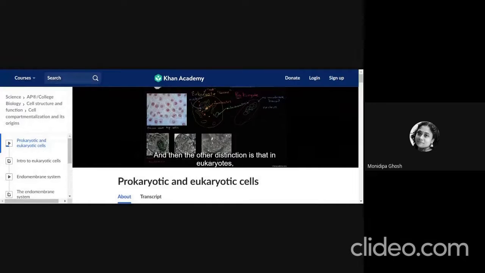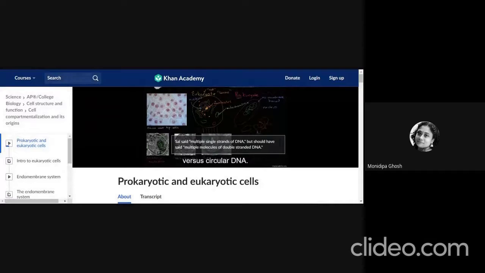And then the other distinction is that in eukaryotes, the DNA tends to be in multiple strands. So the DNA, if you were to straighten it out, would be in multiple strands, while in a prokaryote, the DNA tends to be circular. It can be all flipped around, but at the end of the day, it would be circular DNA. So those are the three core distinctions: nuclear membrane, other membrane-bound organelles like mitochondria and the Golgi apparatus, and then you also have multiple single strands of DNA versus circular DNA.